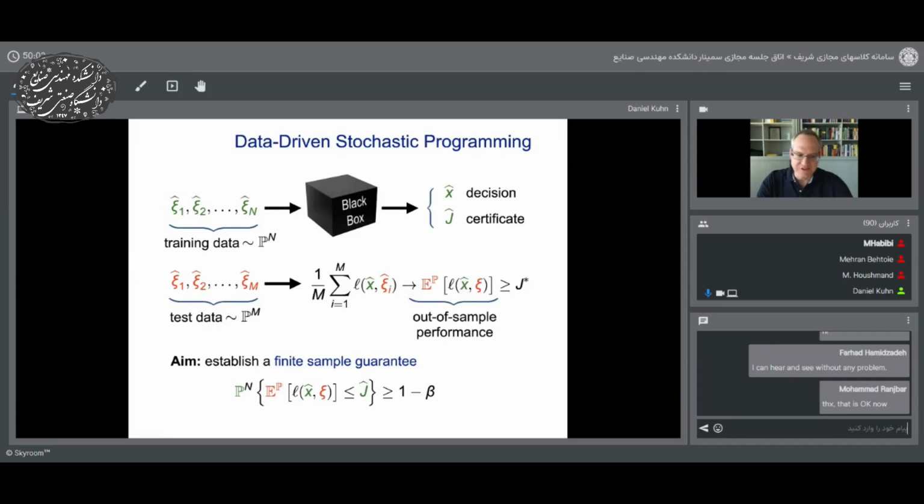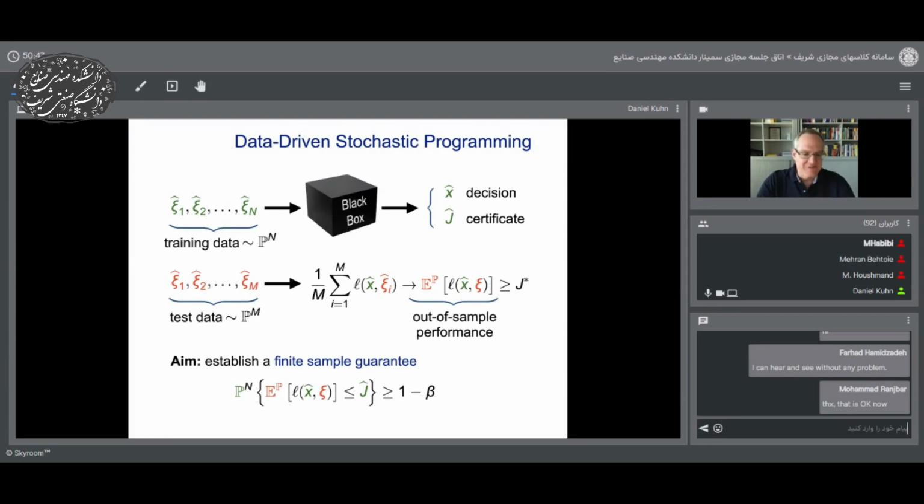What we're after in this talk is something more useful, which we call a finite sample guarantee. We want to use the training data not only to construct a near optimal decision x hat, but also a performance certificate j hat. And we would like this performance certificate j hat to exceed the out-of-sample performance with a high probability 1 minus beta. That's the expression at the bottom of the slide. Here, the probability is evaluated with respect to the distribution of the n independent training samples, which affect x hat and j hat, the green quantities.